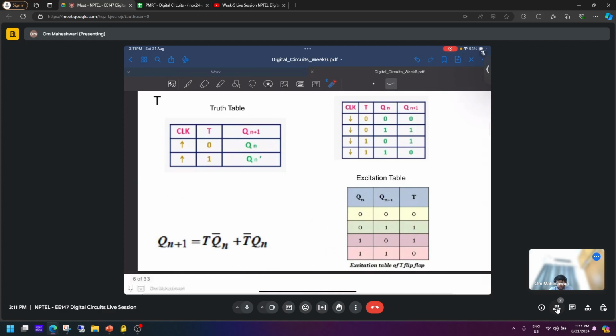And if you want to write Qn plus 1, if you see from this table, it is XOR, right? Whenever both the inputs are opposite, then only Qn plus 1 is 1. So this is XOR. So Qn plus 1 is T XOR Qn.